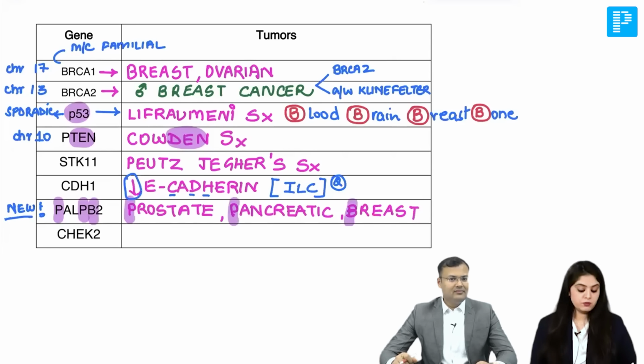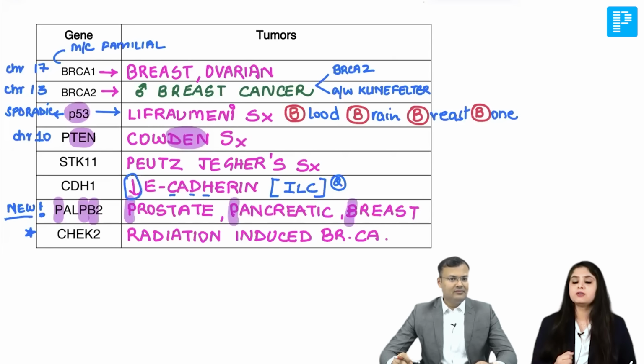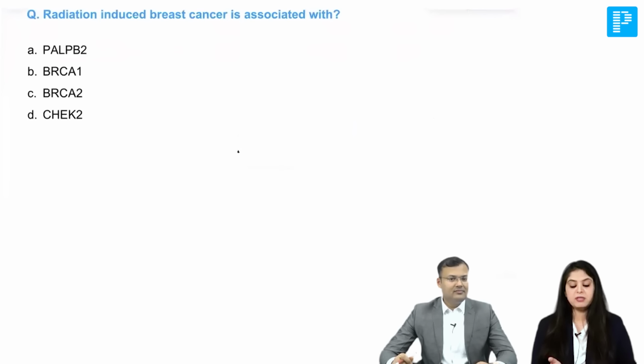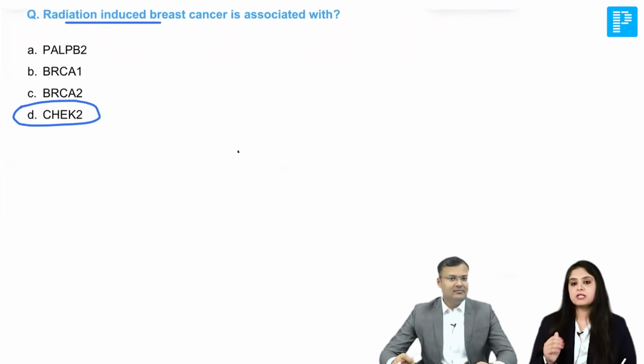And another question which would be expected again in INI-CET is that, like sir recently told us, radiation is a very important risk factor, right? So radiation causes mutation of which gene? And that is going to be the CHEK2 gene. So this could be one of the questions that is probably coming up, that radiation-induced breast cancer is associated with which genetic alteration? That is CHEK2. Also for students, and I'm particularly telling extra pointers for INI-CET because that's the exam closest to us.